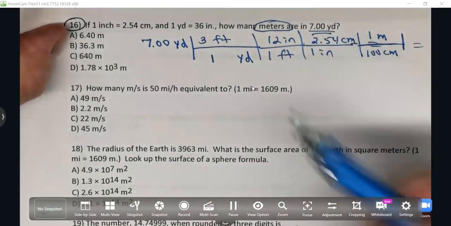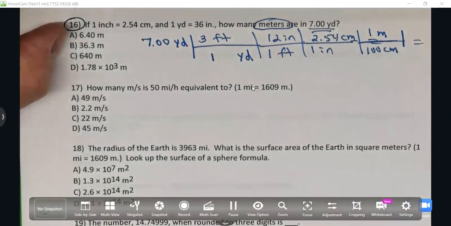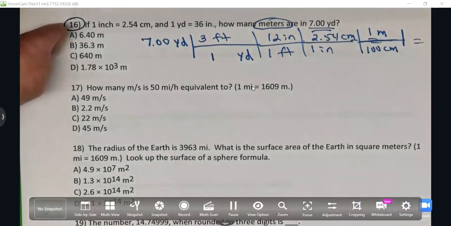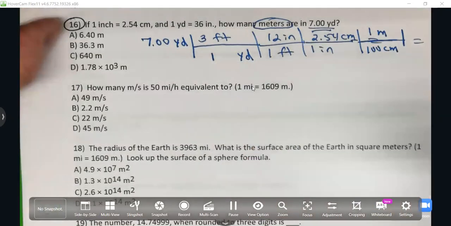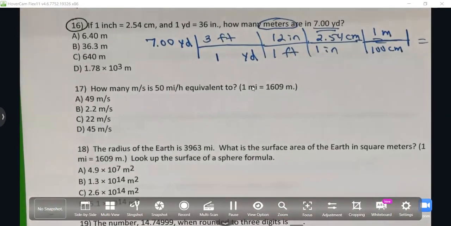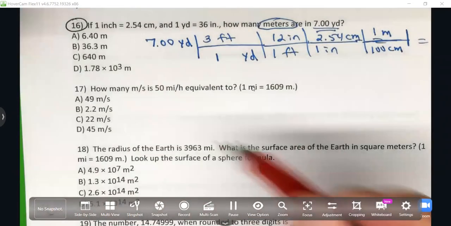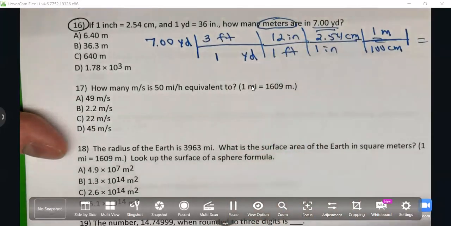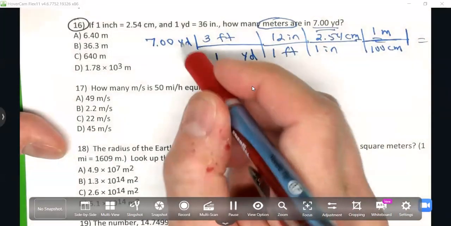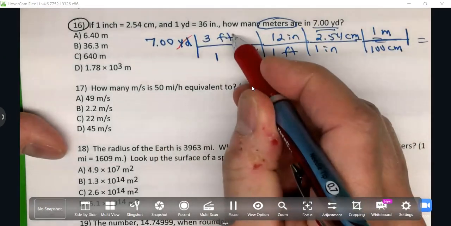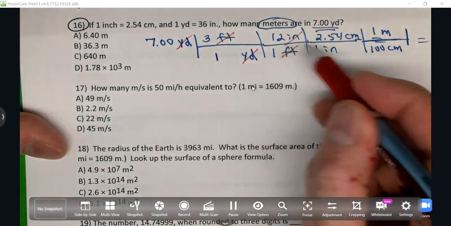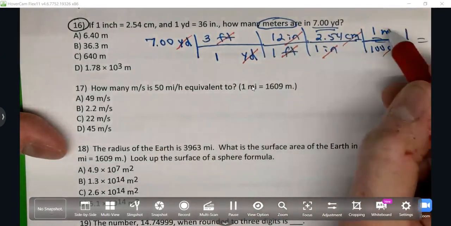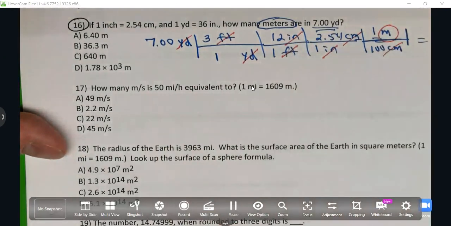We could shorten that all up. There's multiple ways to do this. We could have gone 1 yard to miles and miles to feet. It doesn't matter how many steps you take, as long as everything you have in here is a true mathematical statement. And then all of your units just need to do this, right? The one you're looking for is left.